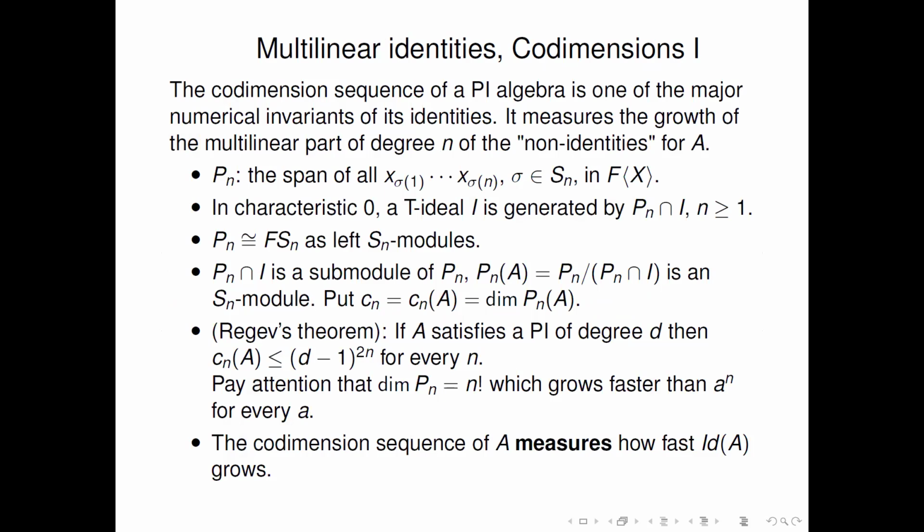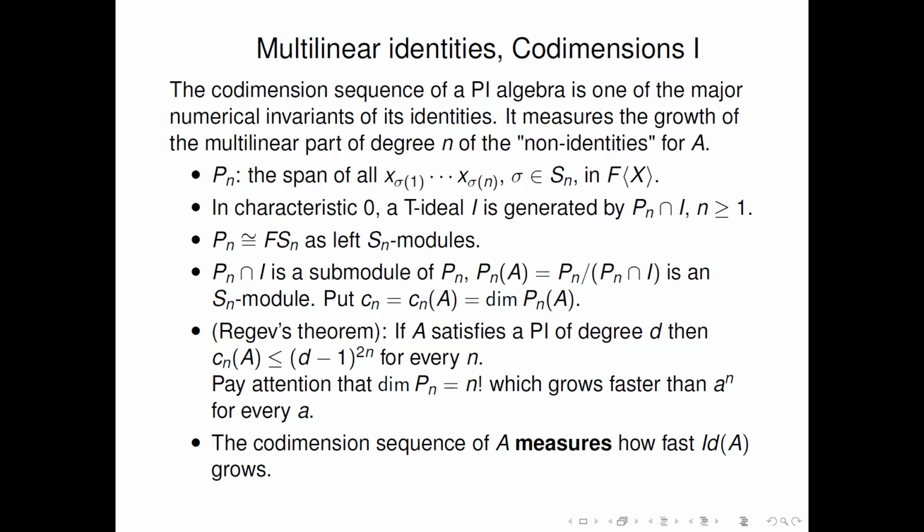It is in fact one of the most important numerical characteristics of a T-ideal. It measures how fast it grows. And let me start with it. P_n will be the span of all these multilinear monomials in the first n variables. It is a vector subspace of dimension n factorial, of course, since you have n factorial permutations here.